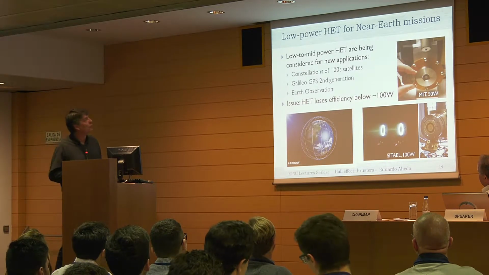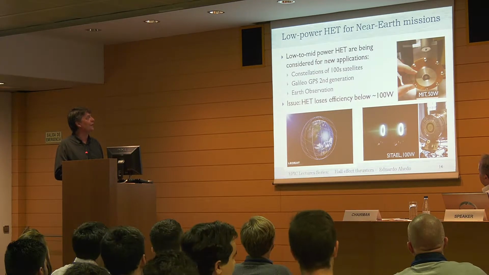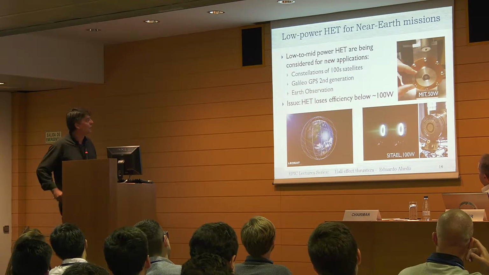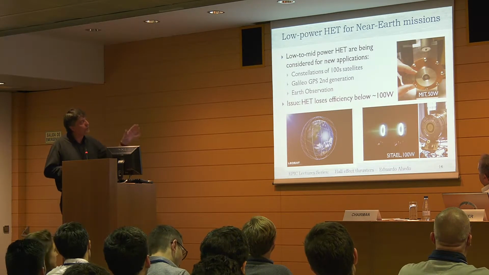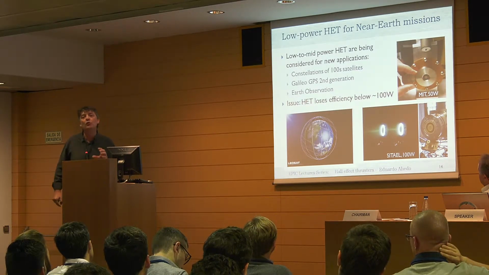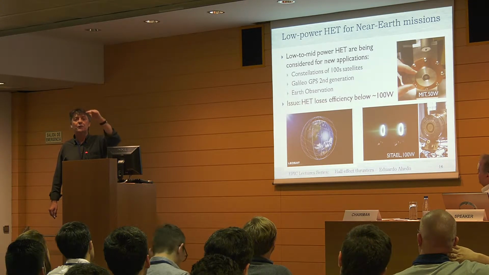In the case of low power Hall thrusters, we are also considering them for near-Earth missions, constellations, Galileo, Earth observation. We have talked about that already before. But the point is that when we go below, let's say 100 watts, 50 watts, there is a high loss of efficiency in the Hall effect thruster. We go from efficiency above 50% to efficiency below 20%. So it's difficult to miniaturize the Hall thruster. Something similar happens with the ion thruster. That is why for micropropulsion, we go to a different technology.